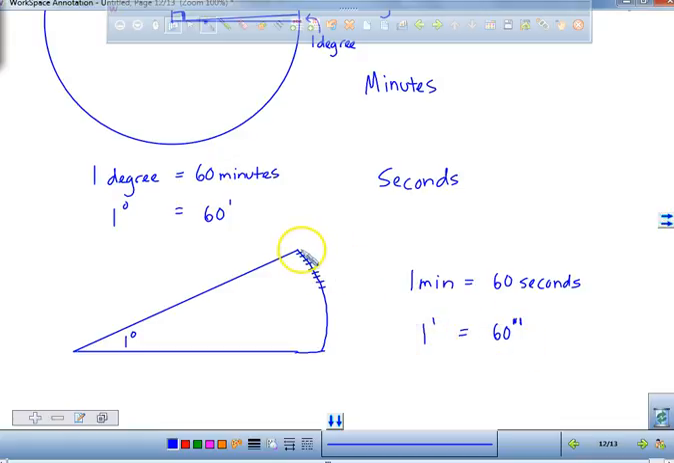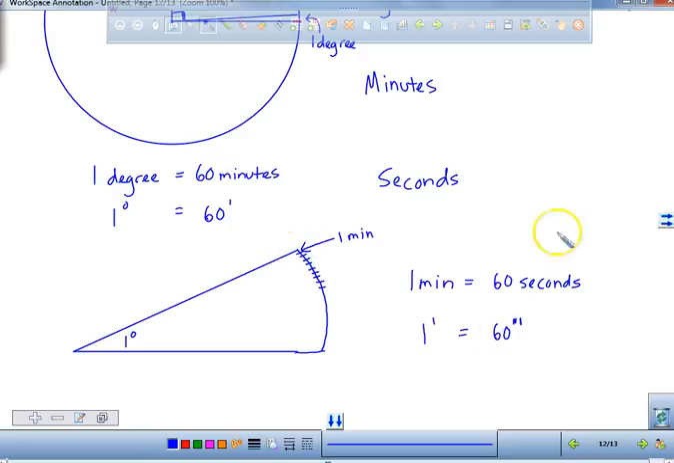So let's say, for example, within this right here, let's say that is 1 minute right there. So one of those spaces is 1 minute. Well, within that minute, guess what there are? 60 tiny little tick marks within that one little tiny space.